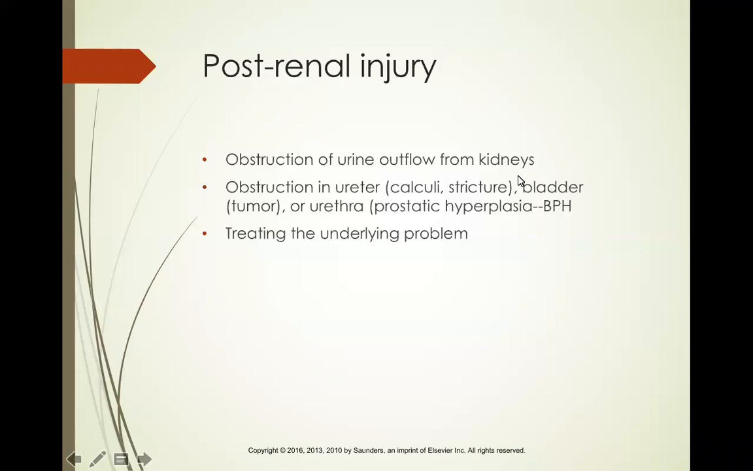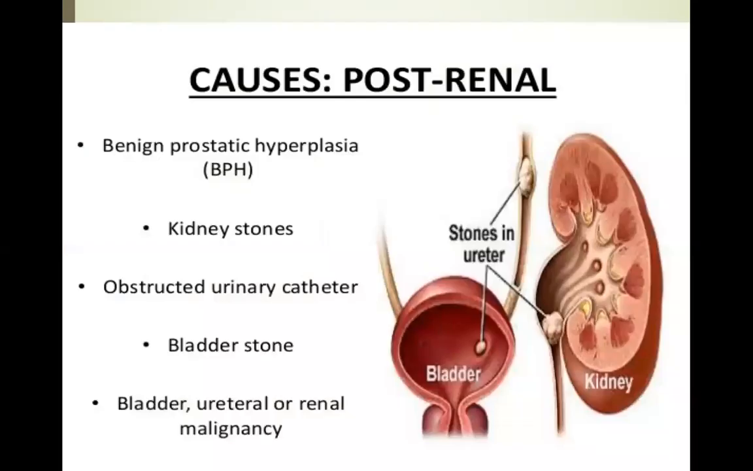In post-renal injury, it's the obstruction of urine from the kidney, either due to a stone, a calculi, a stricture, which just means the ureter has collapsed upon itself, a bladder tumor, or urethral obstruction, prostatic hyperplasia, otherwise known as BPH. The measure we use to fix a post-renal injury is to treat the underlying problem. You remove the stone, you try to reduce the BPH in order to have a better outcome.